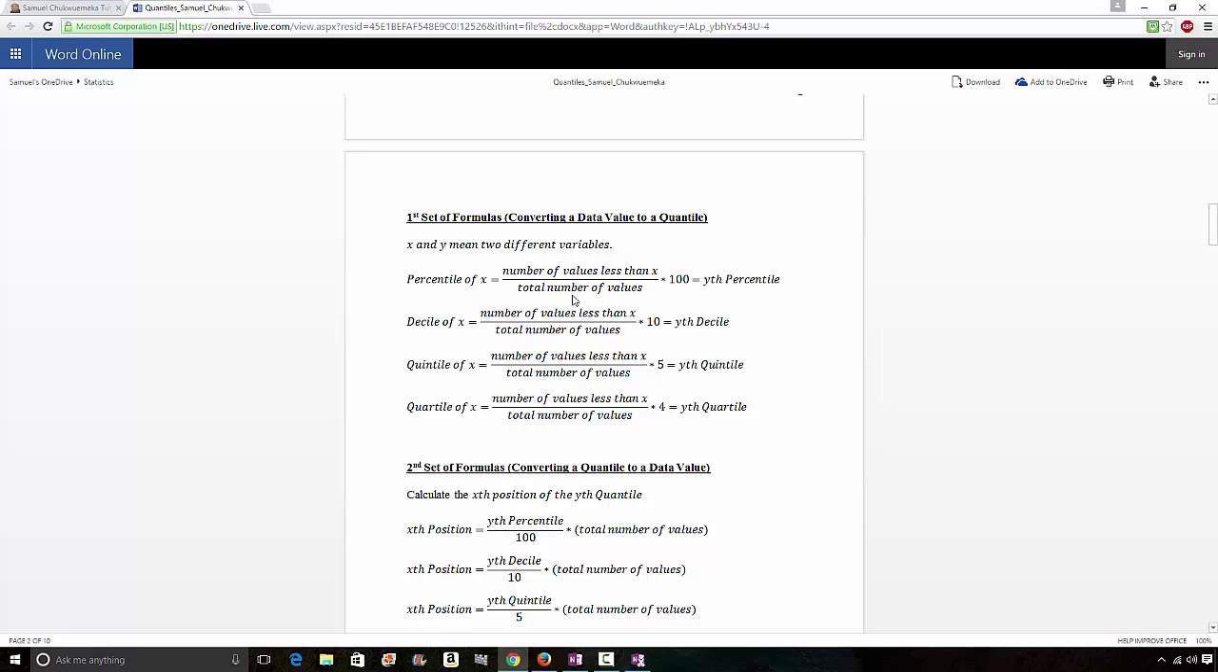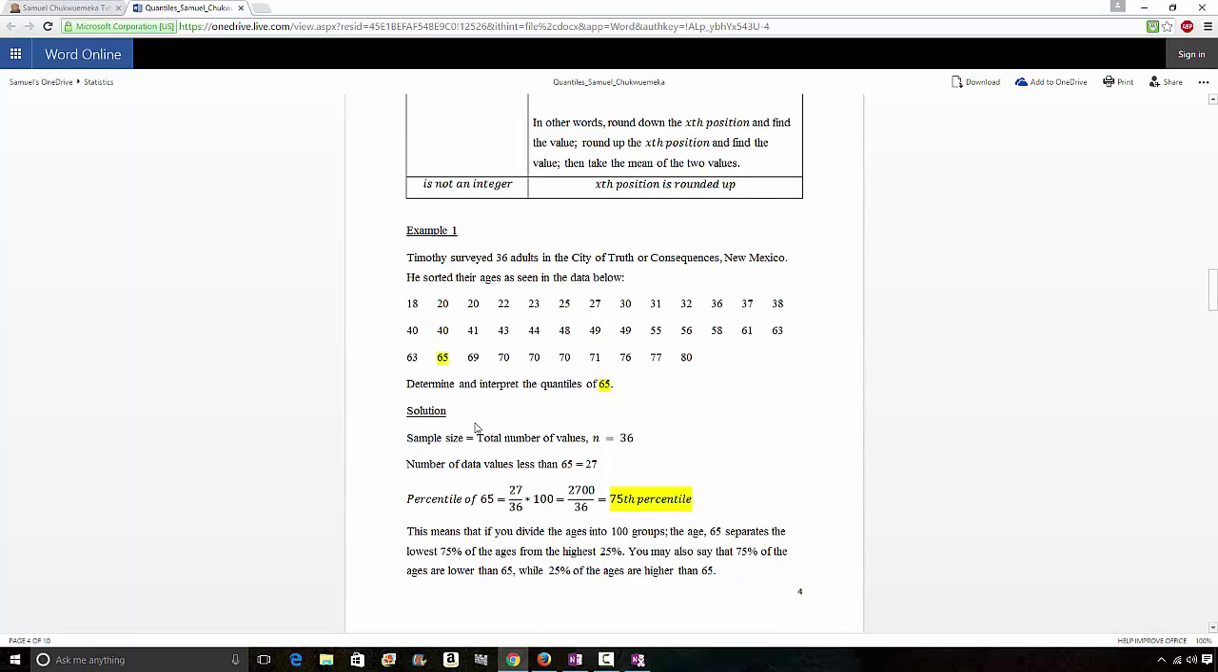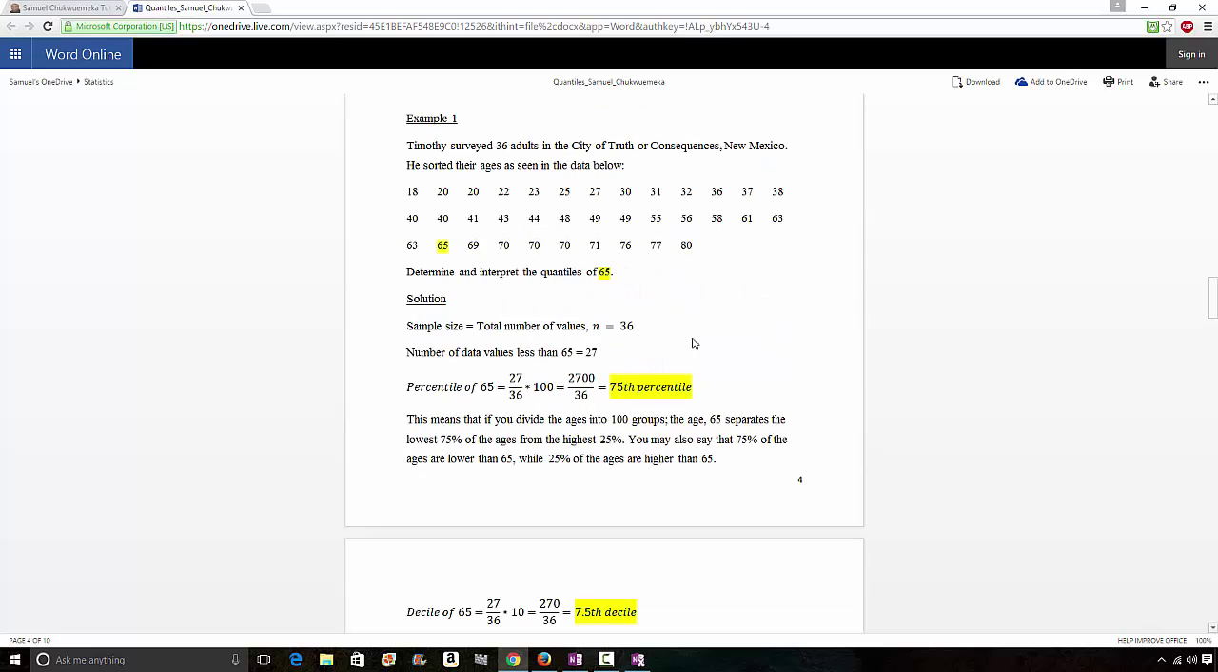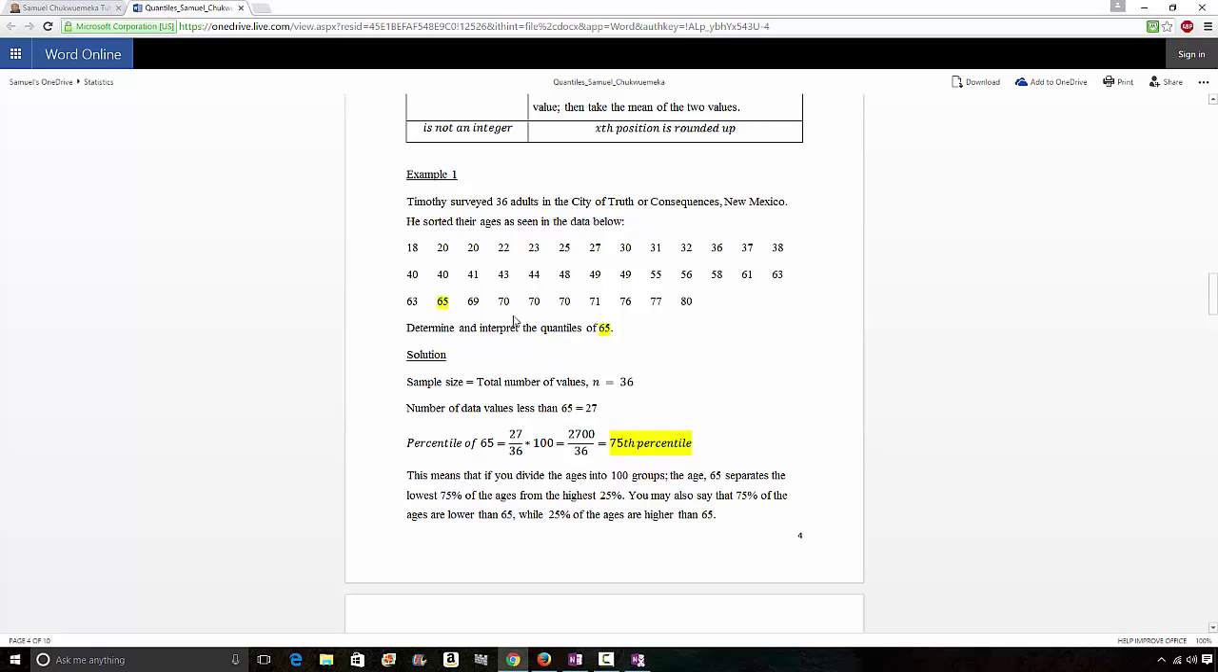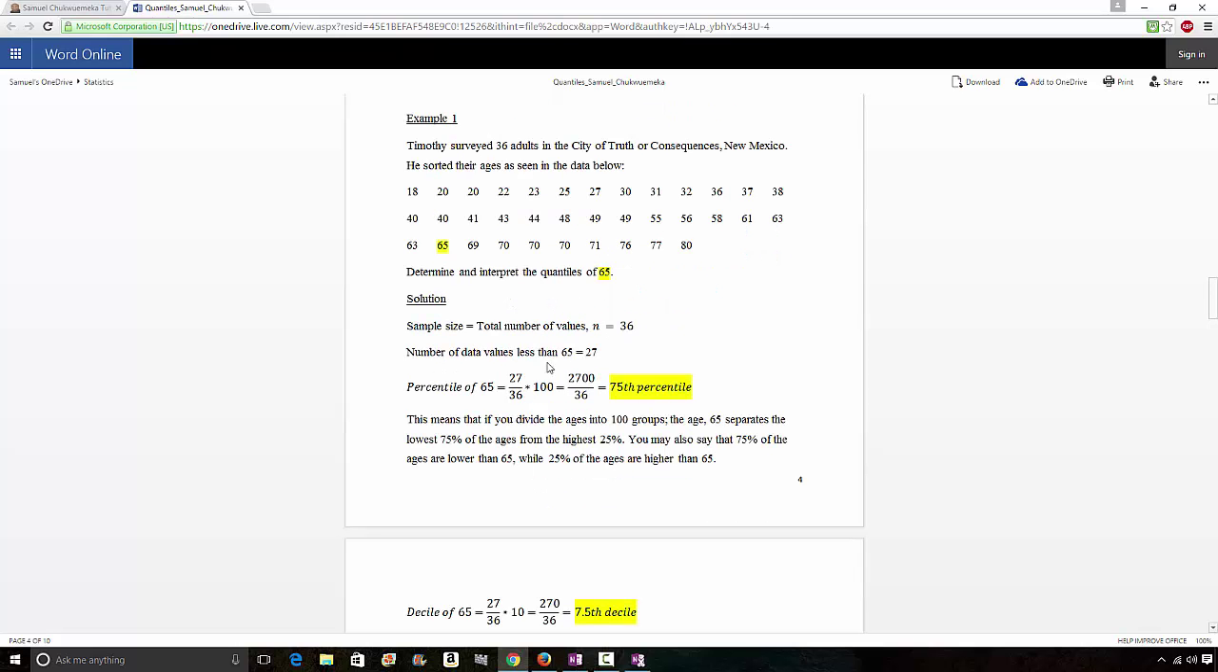In this formula, we have to find the total number of values, and then we also have to find the number of values less than 65. So you come over here, you count the total number of values. 1, 2, 3, 4, 5, 6, 7, 8, 9, 10, 11, 12, 13. 13 times 2 is 26. 27, 28, 29, 30, 31, 32, 33, 34, 35, 36. So the sample size is 36. You now find the number of values less than 65. And of course, this is 26, then this is 27. 27 values are less than 65.